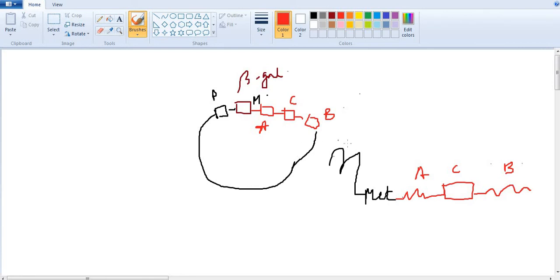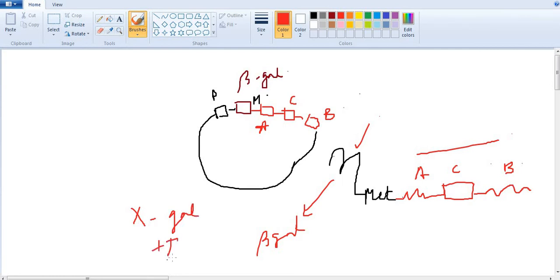Because if the cell has the beta galactosidase gene, it also has this A, C, B gene cluster. And if the cells have the beta galactosidase gene, they will express the beta galactosidase enzyme. So we can add X-gal into the media plus an inducer like IPTG, isopropyl beta-thiogalactoside. In that case, this beta galactosidase, if present, will metabolize the X-gal to produce a blue colored compound.